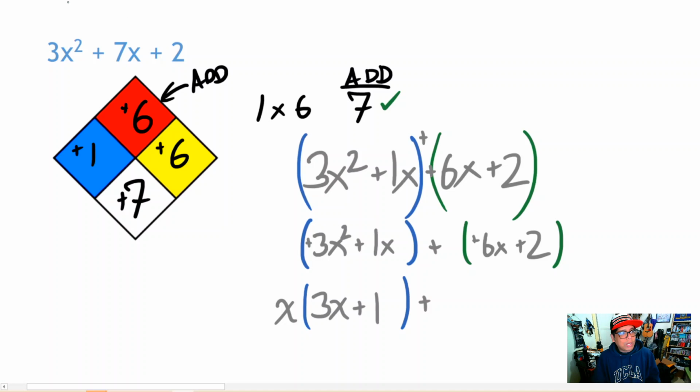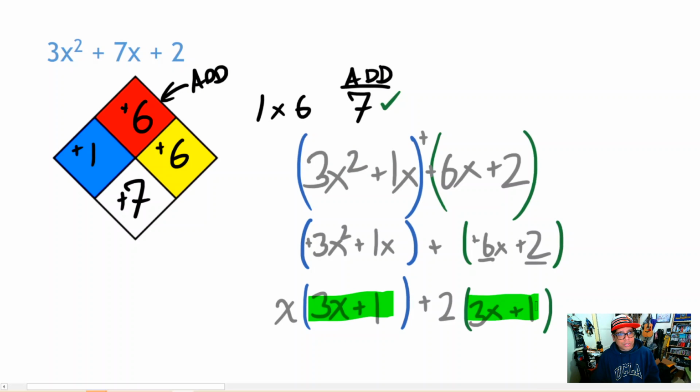Let's take a look at the green factoring group. And this time I'm looking at it and I've got a 6 and a 2. And is there a number that goes into both 6 and 2? And the answer is yes. A 2 goes into 6 and 2. So 2 times 3x will give me a 6x, and 2 times 1 will give me a 2. And you'll notice what happened here is the blue parenthesis and the green parenthesis are exactly the same. Let's highlight them in green.